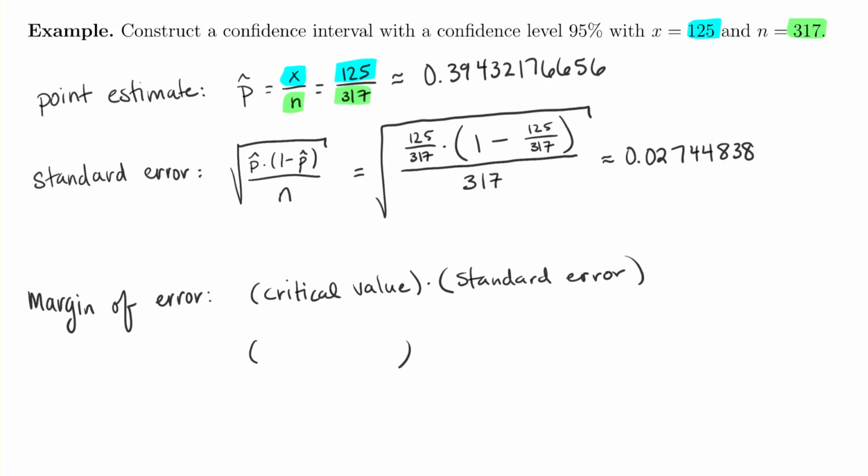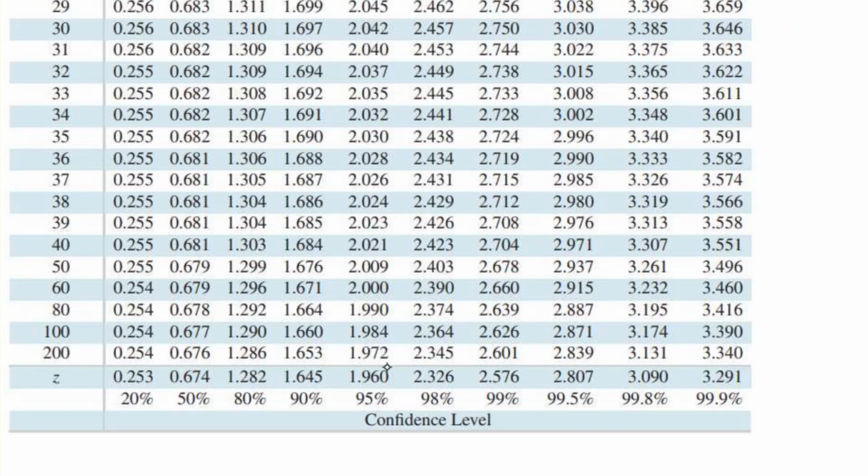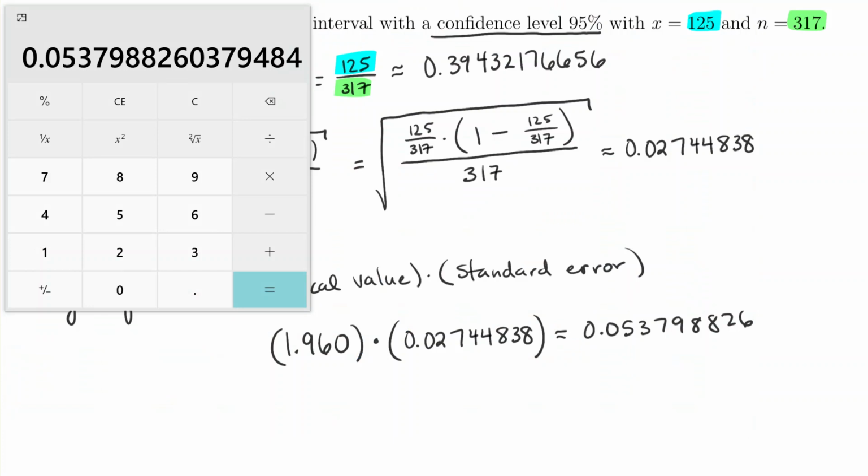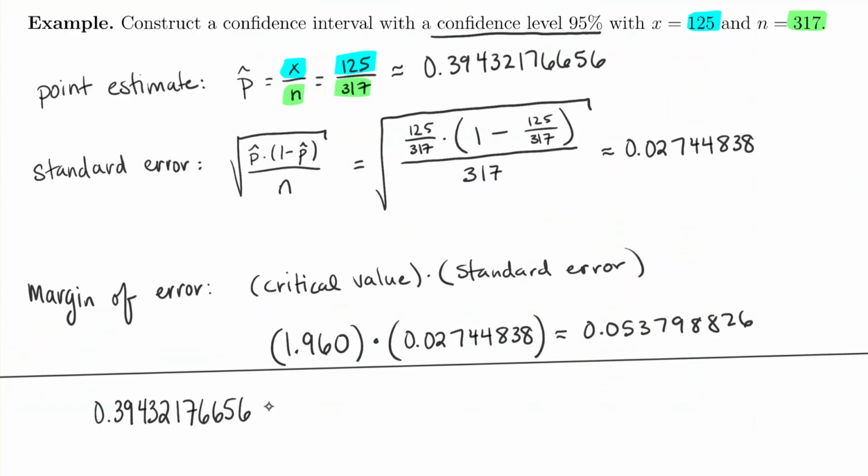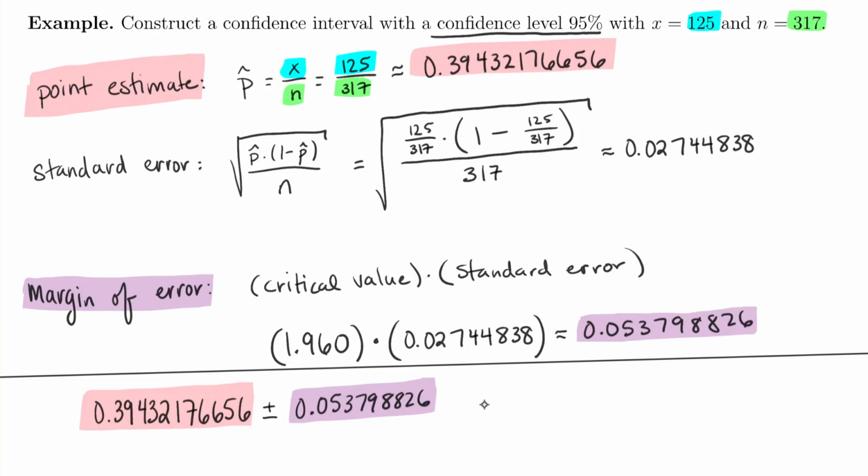I need my critical value. The critical value is based on the confidence level. This is 95%, so let's see if this is one of the known confidence levels listed in the table. We see 95% is listed along with its critical value of 1.960, so we'll record that. So we get that as our margin of error. Finally, the confidence interval will be the point estimate plus or minus the margin of error. And if we want to write that in interval form, we know for our final answer we should round to 3 decimal places.